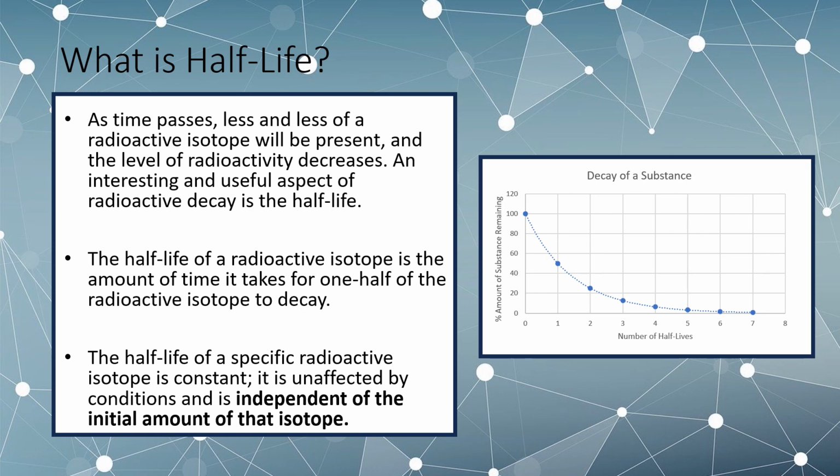What this means in practice is, if you look at our graph on the right here, if we start with 100% of something, after one half-life we'll have 50% of that amount of substance. After another half-life we'll have 25%. Another half-life, 12.5%. That is, it's half of what remains, rather than half of the initial amount over and over again.